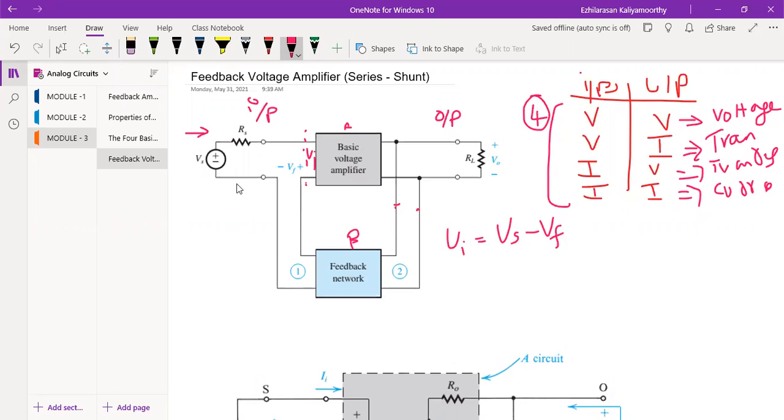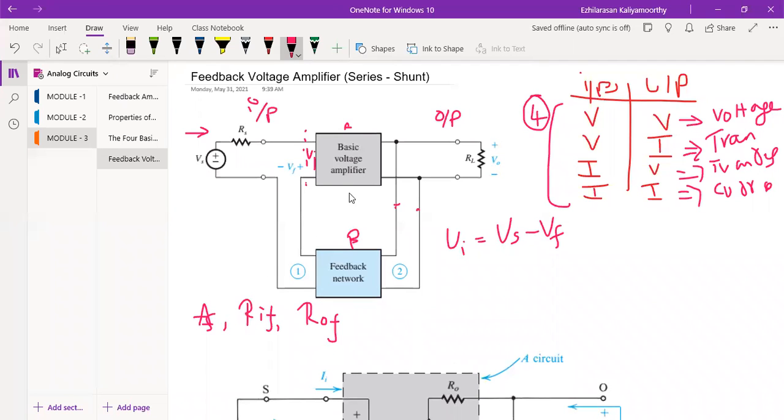Now, what all do we have to calculate in the feedback voltage amplifier, or I can say the series shunt feedback amplifier? In the examination, they may ask series shunt. Let me first say the parameters we need to calculate. The first parameter is feedback gain, that is AF. Next, we have to calculate input resistance, that is RIF. Next, output resistance, that is R0F. So these three quantities we need to calculate from this figure.